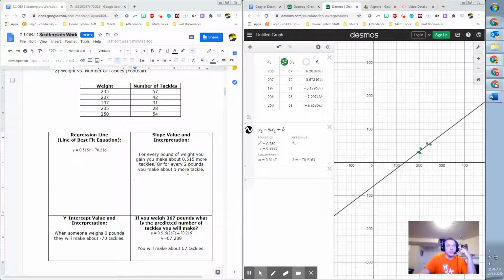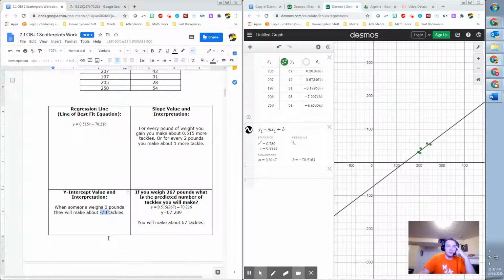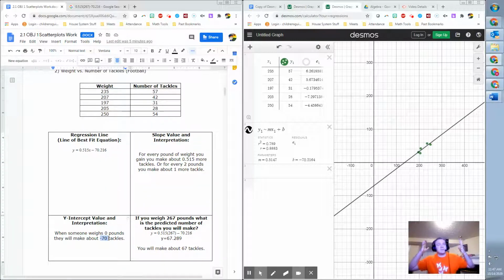All right, so we finished up talking about how I would interpret the slope, and then we would want to interpret the y-intercept value. So again, y is your number of tackles, right? So the intercept value is going to be when x equals 0. So when x equals 0, meaning that someone weighs 0 pounds, they would make negative 70 tackles, which theoretically makes no sense within this concept, right? So it's okay if your interpretation of the y value in context doesn't make any sense. Like you can't have negative 70 tackles and nobody weighs 0 pounds.